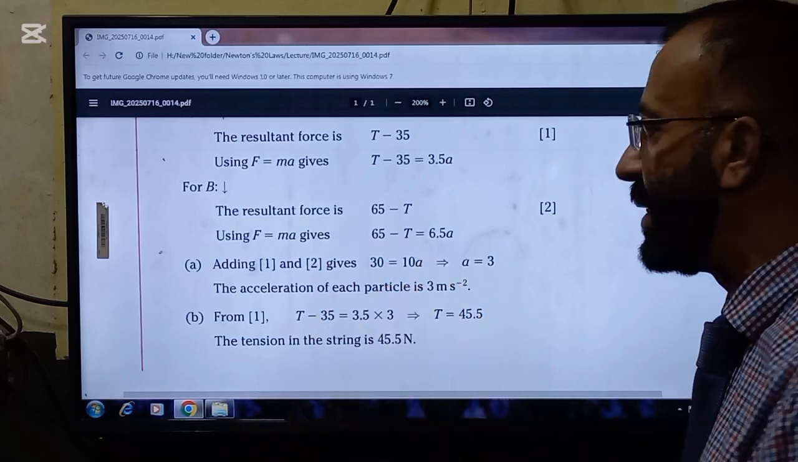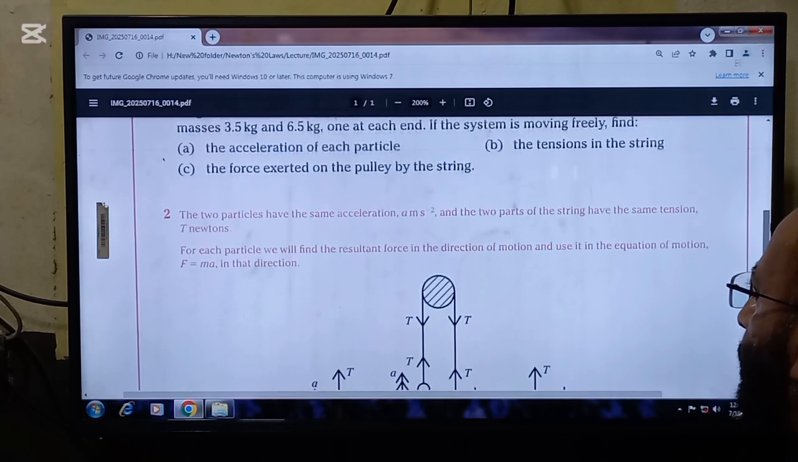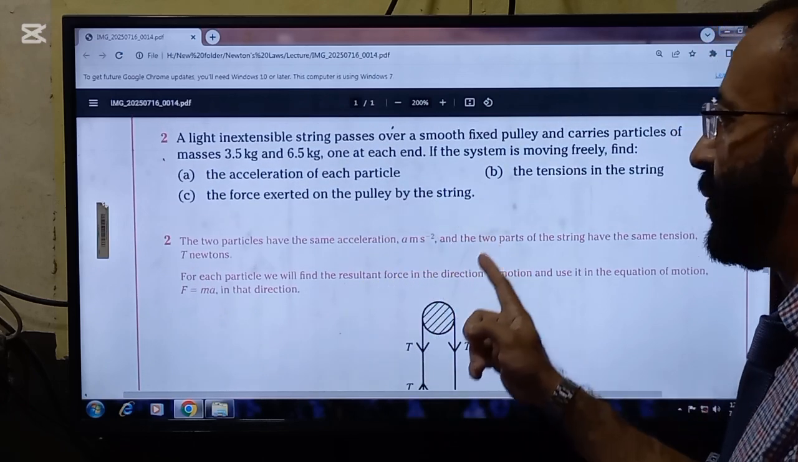Okay, now the C part is the force exerted on the pulley by the string.